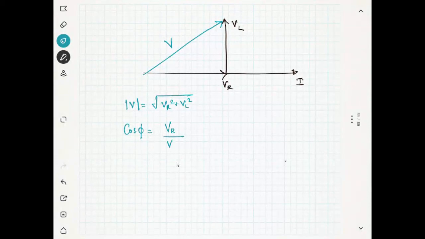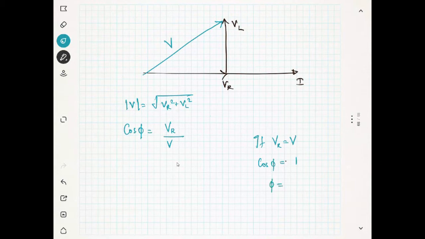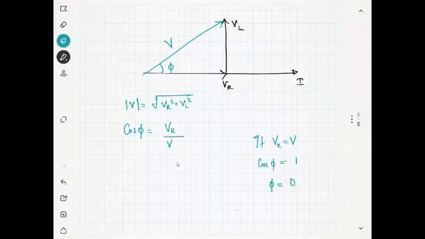What will be the value if VR equals V? Then what will be cosine of phi? It will be 1. Then what will be phi? If cosine of phi equals 1, then phi equals 0. Then what will be the nature of the network? It will be resistive.